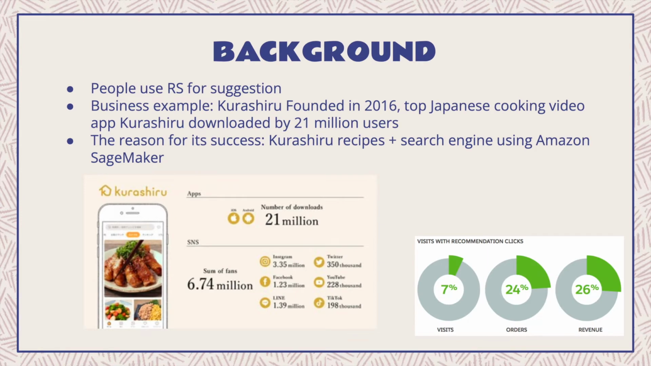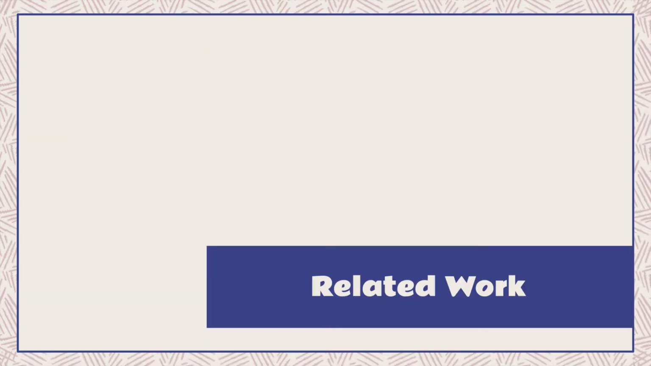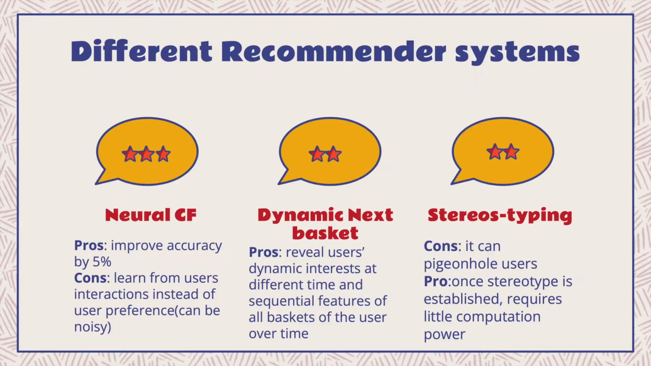People actually use recommender systems for recipe suggestions, and here is one successful business example called Kurashiru, founded in 2016 and has already 21 million downloads. And one of the reasons for its success is its brilliant search engine using Amazon SageMaker machine learning models. Some related work we have come across when doing the research.